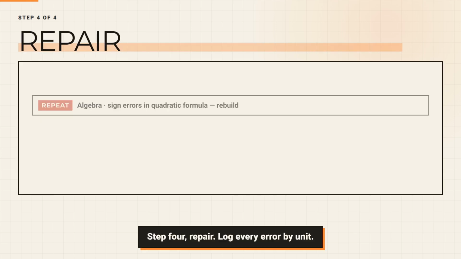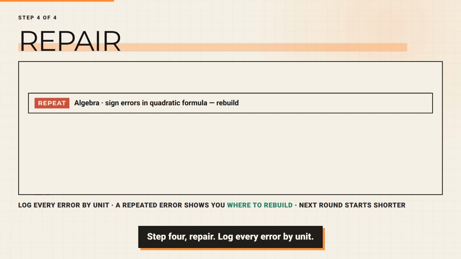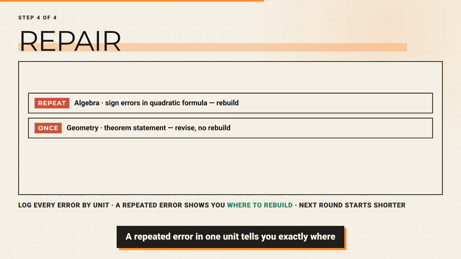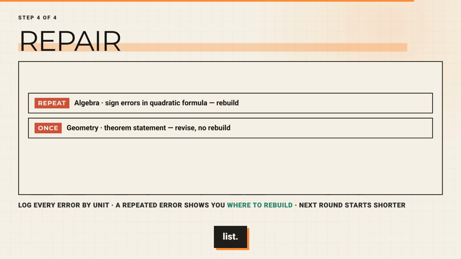Step 4. Repair. Log every error by unit. A repeated error in one unit tells you exactly where to rebuild. Then the next cycle starts with a shorter list.